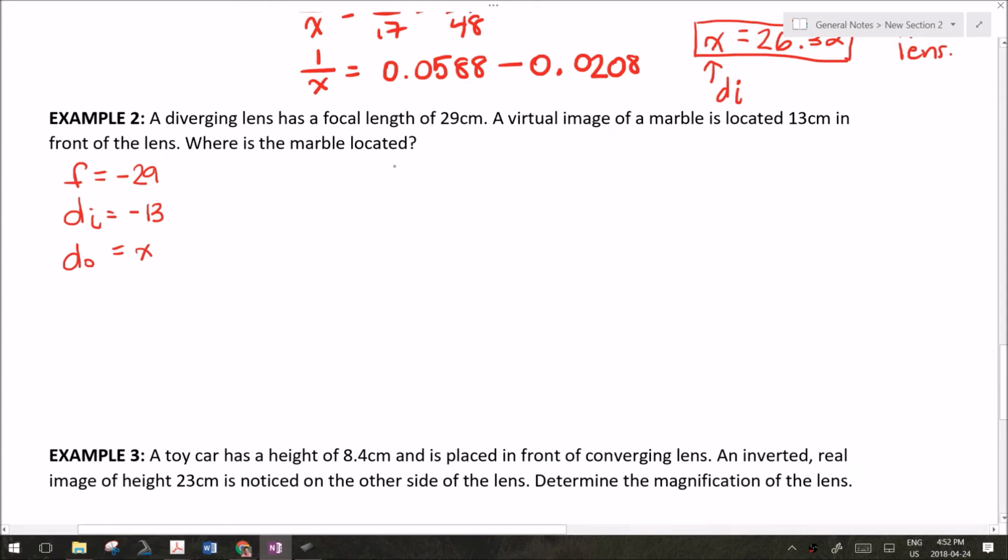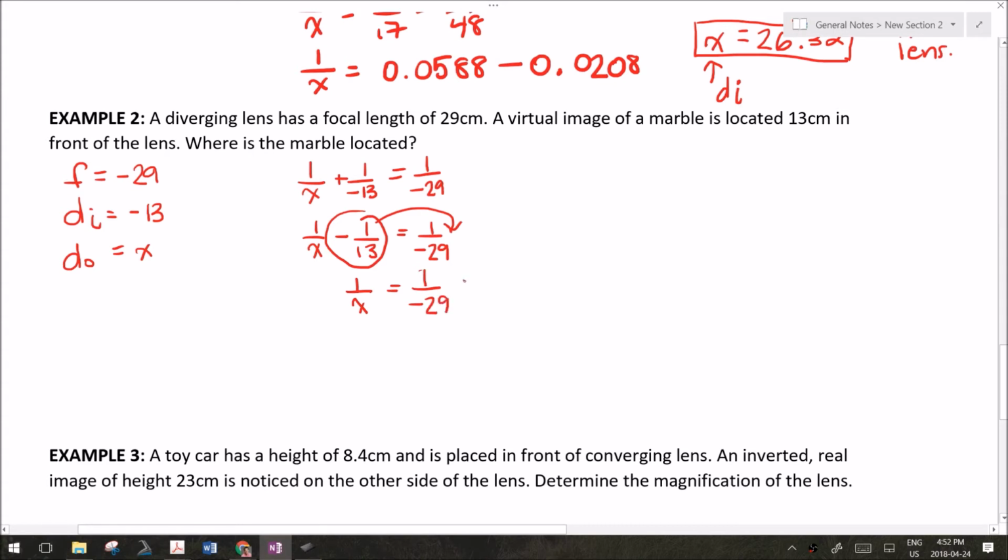So if I set this up, what I end up with is 1 over x plus 1 over negative 13 is equal to 1 over negative 29. Now, we don't usually write plus minus, right? So really what we're writing is 1 over x minus 1 over 13 equals 1 over negative 29. Using my math skills again, I'll rearrange this. I'll bring this whole thing here to the other side, and I will get 1 over negative 29 plus 1 over 13.